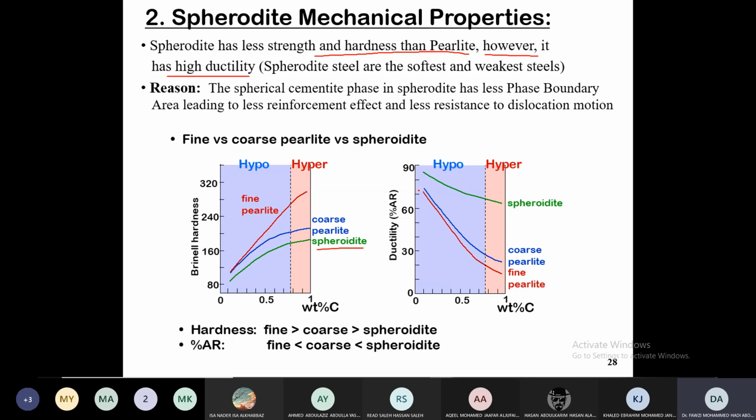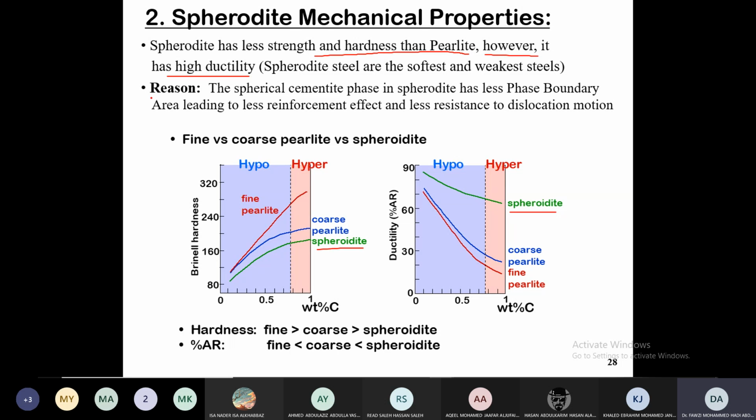On the other hand, in terms of ductility, if you compare the three phases, you can see the spheroidite is much more ductile than the coarse and the fine perlite. Of course, fine perlite will be less ductile than the coarse perlite, but the spheroidite is much more ductile than the fine and the coarse perlitic structure.